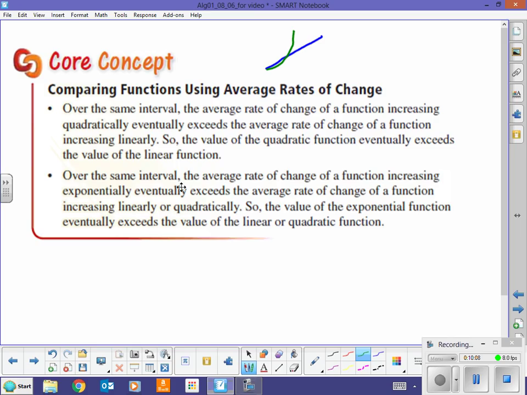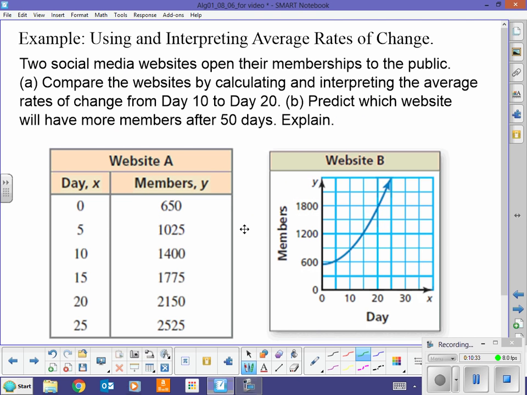And then over the same interval, the average rate of change of a function increasing exponentially exceeds the average rate of change of a function increasing linearly or quadratically. So exponentials start off slower, but they're going to end up faster than either the linear or quadratics.